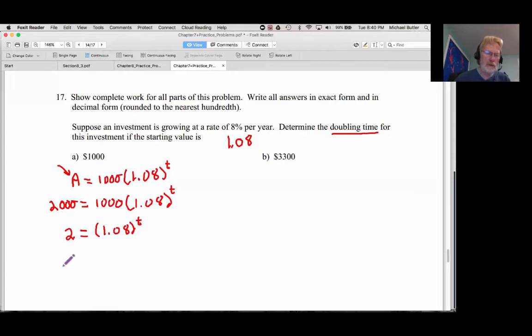All right, cool. Well, so now it's an exponential, but in order to be able to solve it, we need to use a logarithm to get it out of the exponential form. So what that says is that the exponent on 1.08 that gets me a 2 is equal to t. And that's the exact form of it right there.